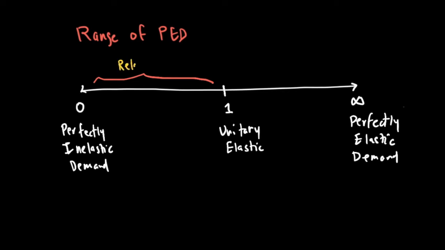relatively inelastic because it's below 1 but above 0. Or sometimes we just call it inelastic. While this value between 1 and infinity, let's say a value of 2 or 2.5 or even 1.2, anything above 1 but not equal to infinity, we call it relatively elastic.